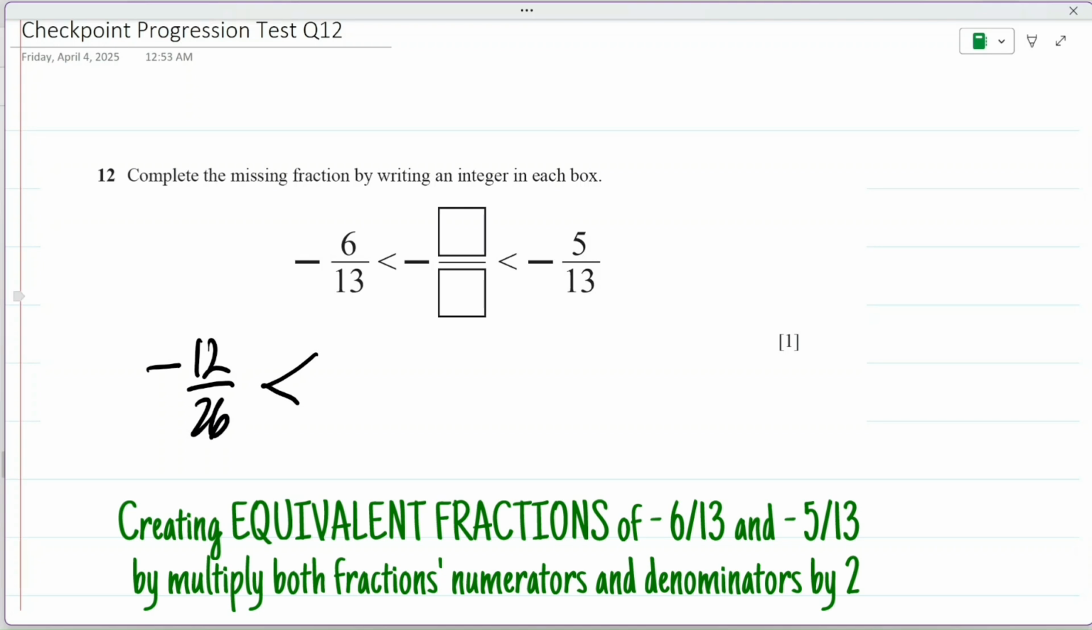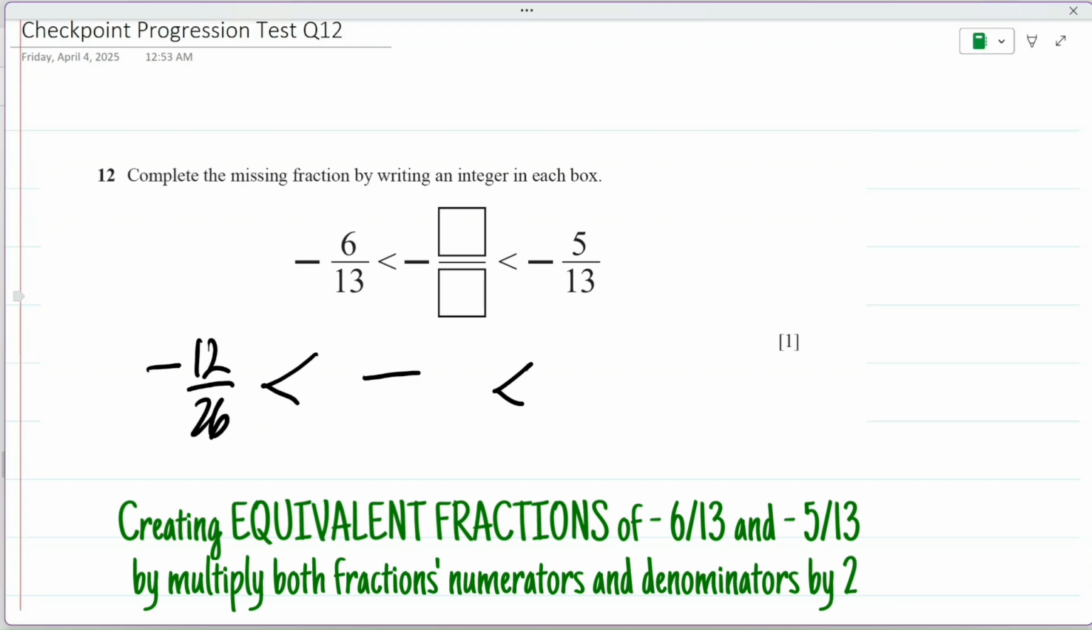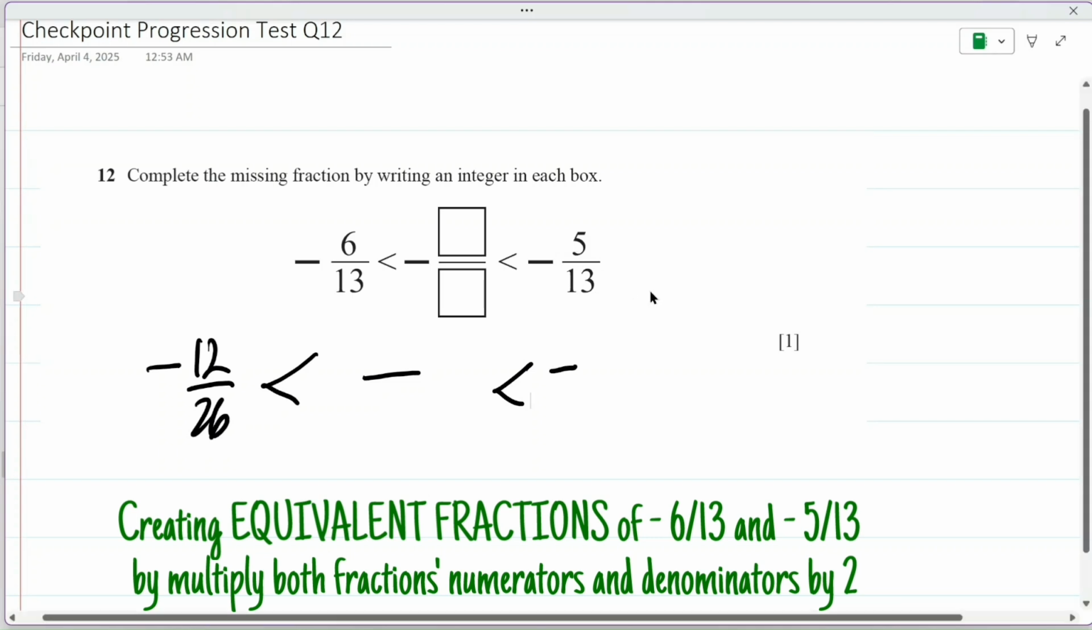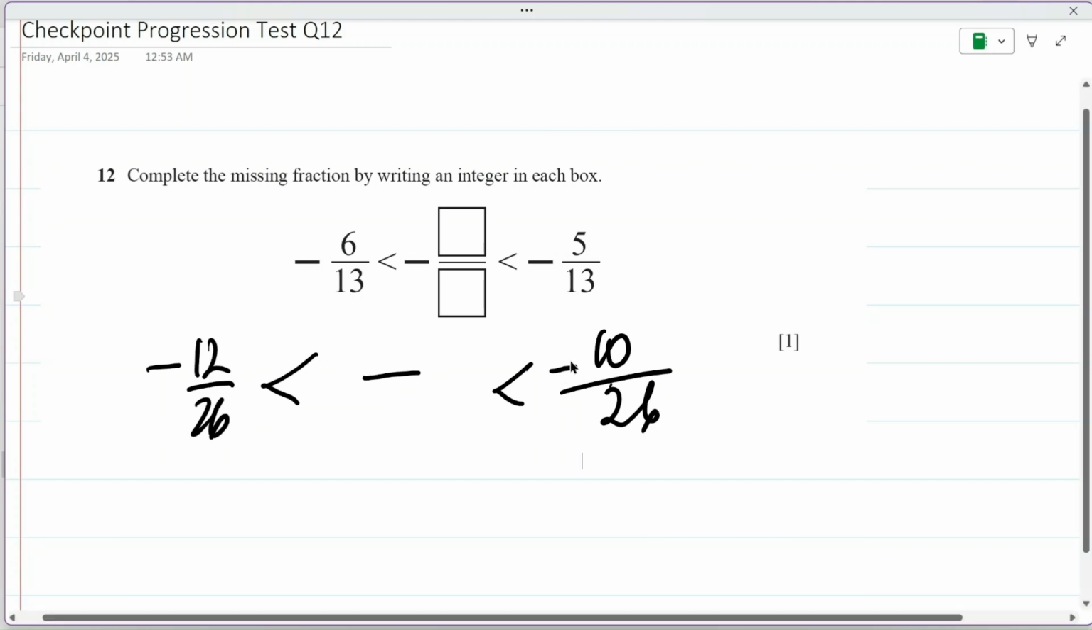We have our sign, then the second sign, we leave the middle empty for now. Then you have minus 5 times 2, 10 over 13 times 2 is 26. Note, this minus 10 over 26 is greater than the fraction in the middle. The fraction in the middle is also greater than minus 12 over 26. Let's say we put 26 here with our negative in front. We have 12, we have 10.